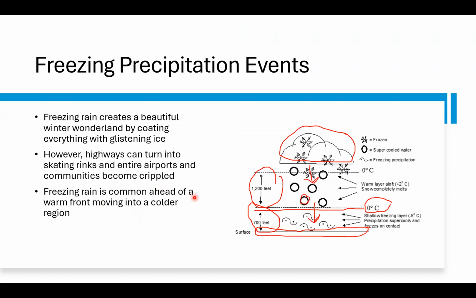And freezing rain is common ahead of a warm front moving into a colder region. Again, you've got warm, moist air overrunning colder, denser air at the surface, and that's the perfect recipe for freezing rain.